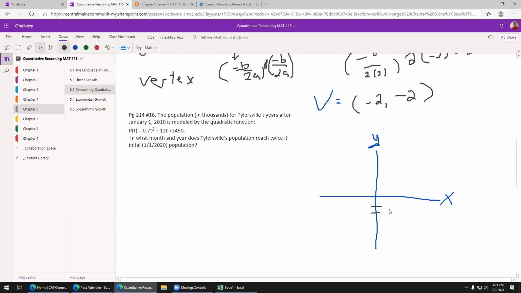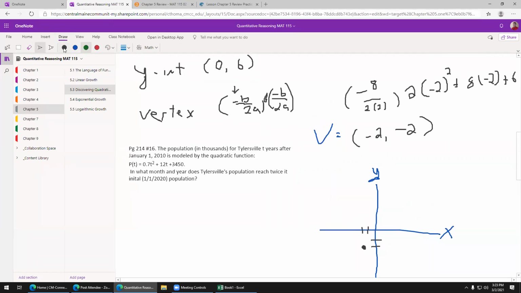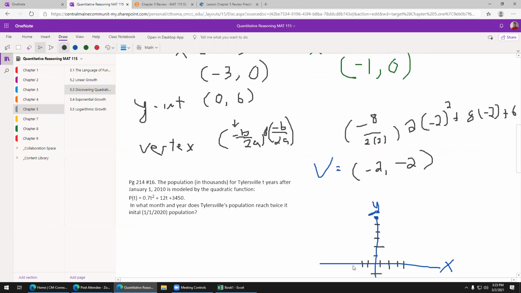So that's down 2, and to the left 2, right? So there is my vertex, the point -2, 2. My y-intercept was the point 0, +6. So 1, 2, 3, 4, 5, 6. So that is that point way up there. And then my x values were -3, 0. Oh, I'll mark them in green so you can see them. -3, 0, and -1, 0.